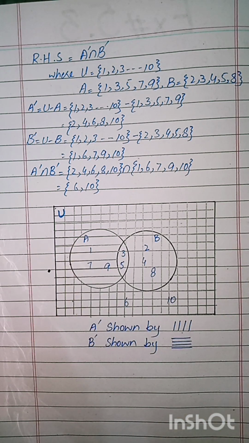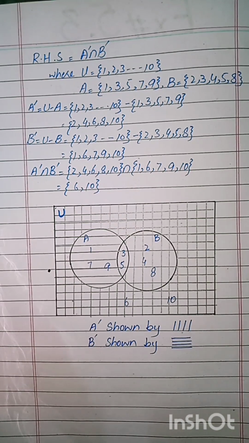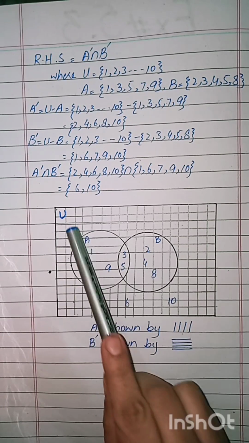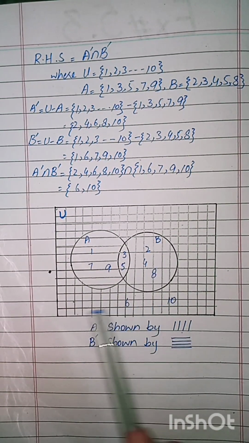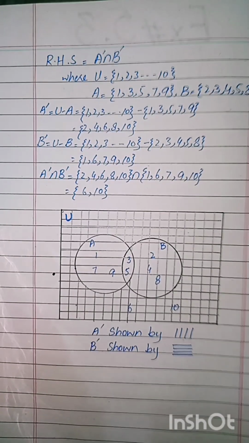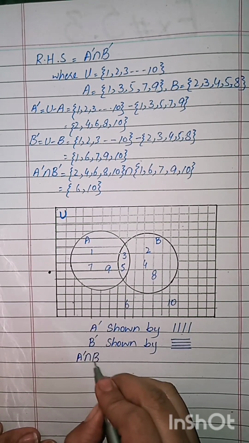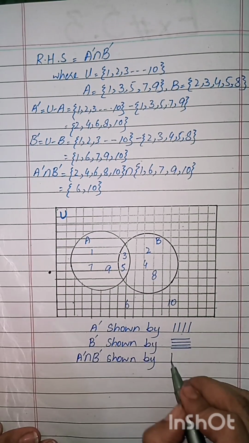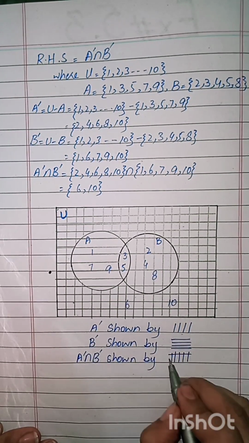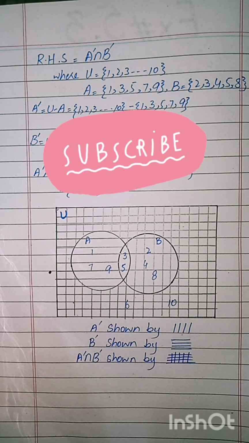If we focus on this diagram, the elements of A complement intersection B complement are 6 and 10, means the remaining elements of the set U. So these are also highlighted with these boxes. So we have to write A complement intersection B complement shown by the box line. I hope you will understand.